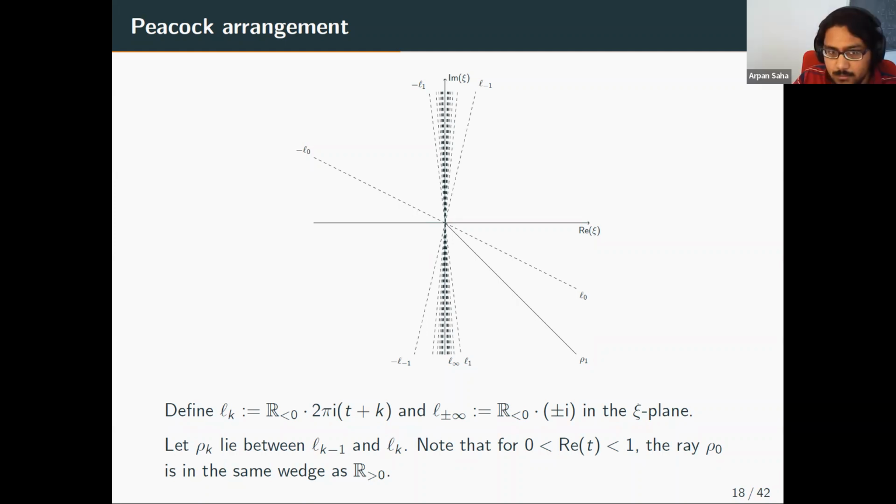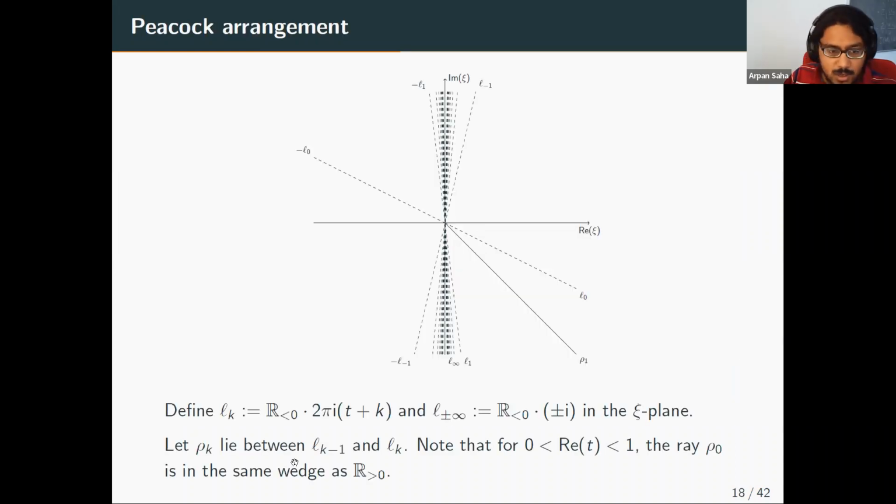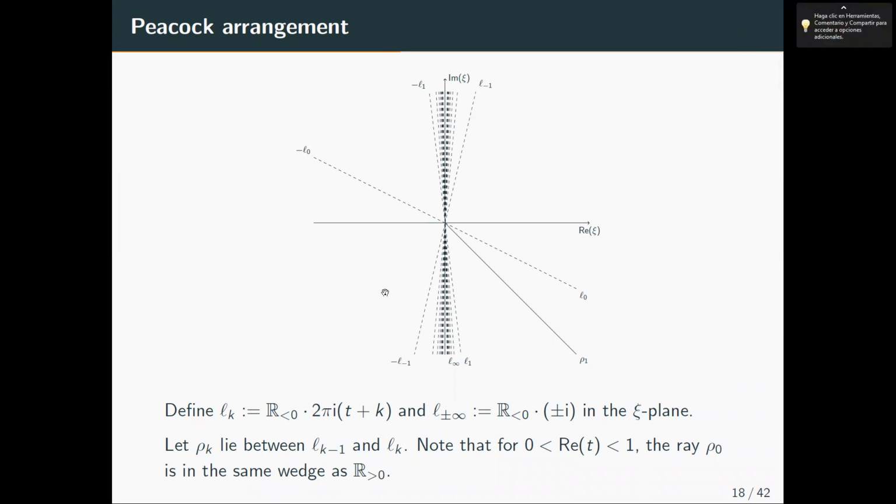But I would be a bit surprised because if you go back to that previous form, I would presume, yeah. So this form, right. The poles are basically of the form 2 pi i times (t plus k) m, right? Right. And basically these rays l_k, the dotted rays, are defined by some negative real number times 2 pi i times (t plus k). Correct. So that means basically the poles will be lying along these rays, right? Which rays? Along the dotted rays.